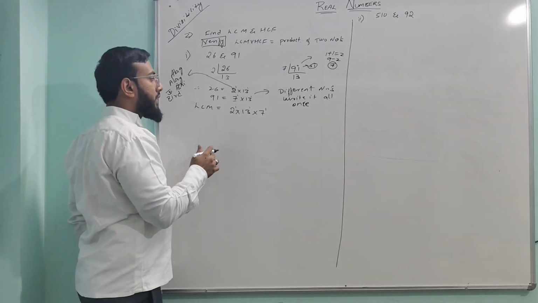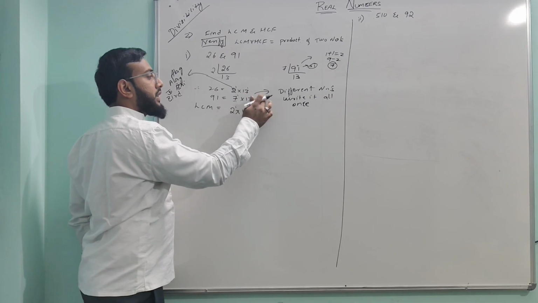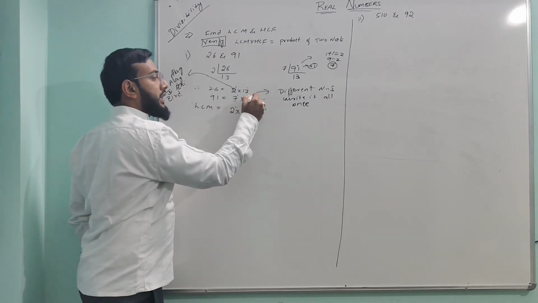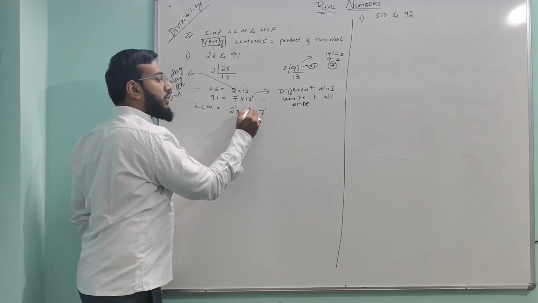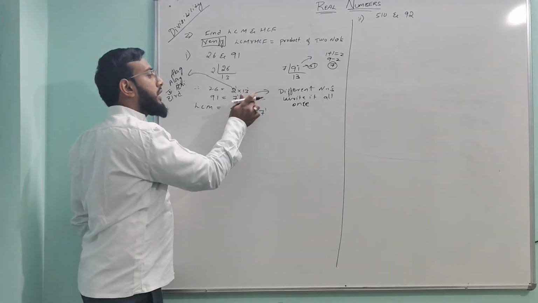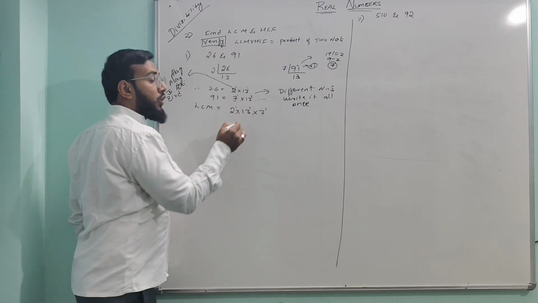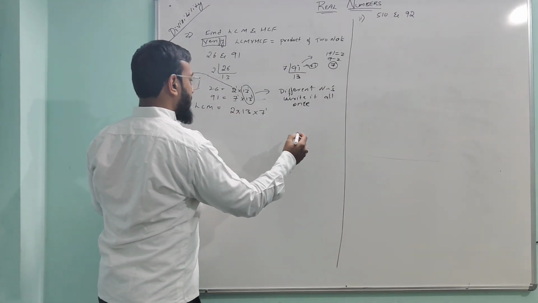Simply, if it was 13 into 13 in one of them, we would have written 13 squared, and in the comparison of these two we would have taken 13 power 2 as the highest power. But in this case we don't have it, so 13 power 1. Hope it is clear. Now we'll find the multiplication of this. 7 twos are 14.